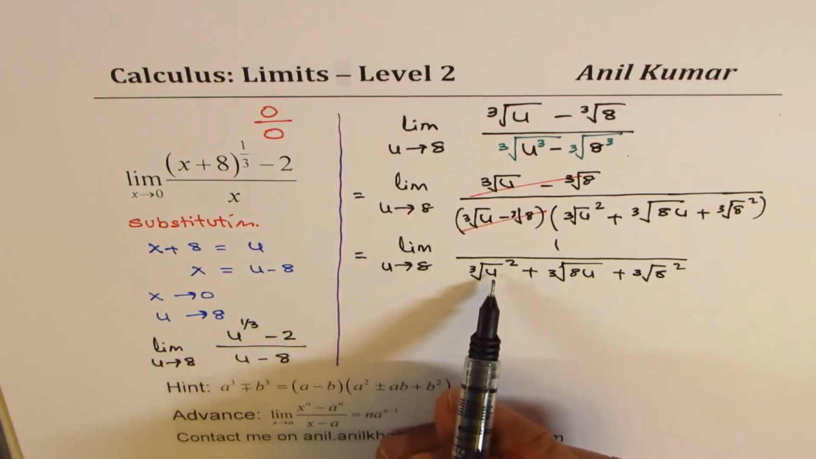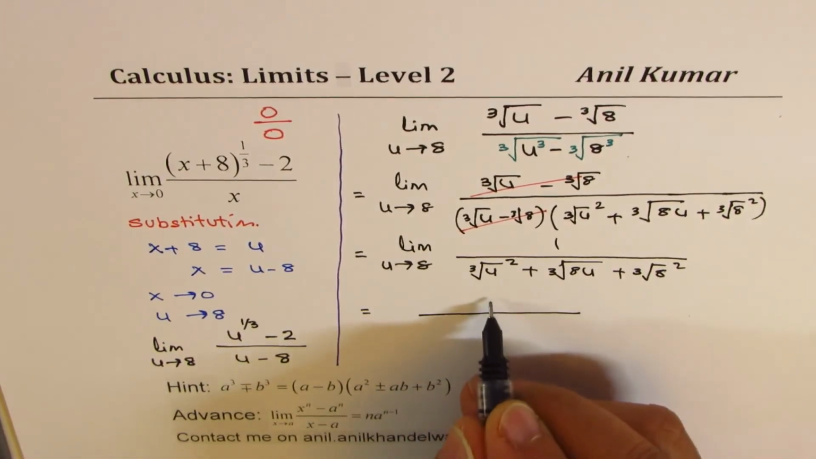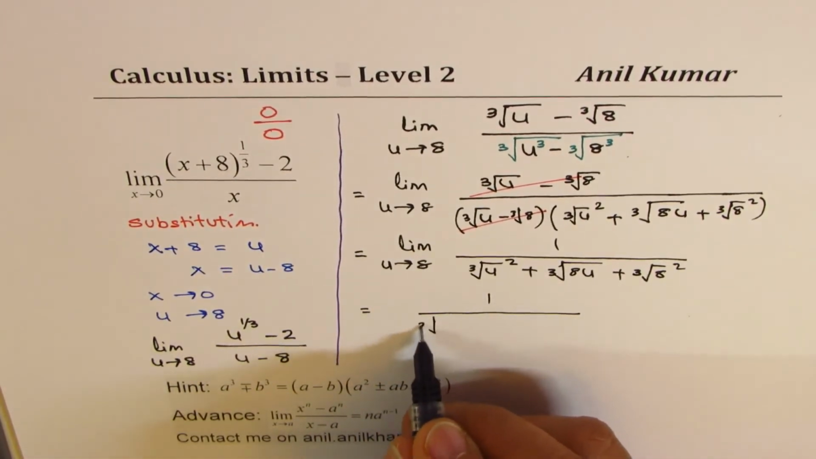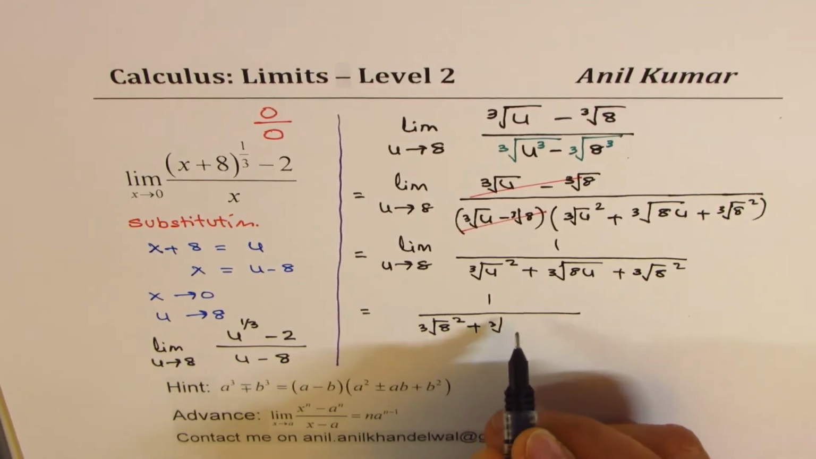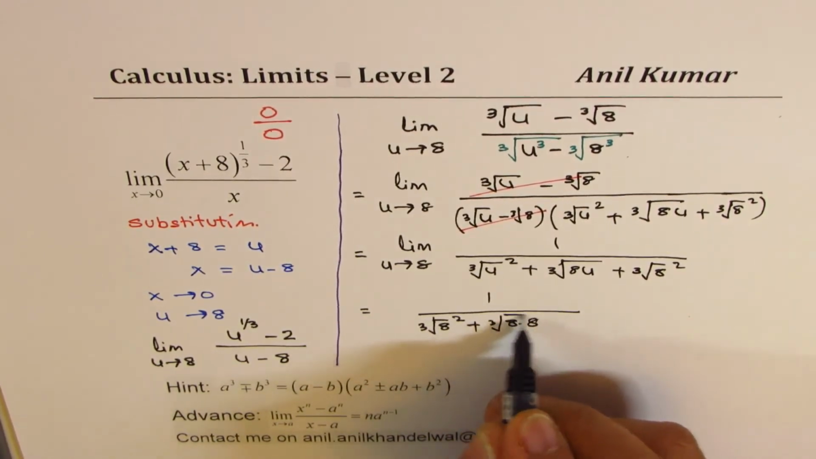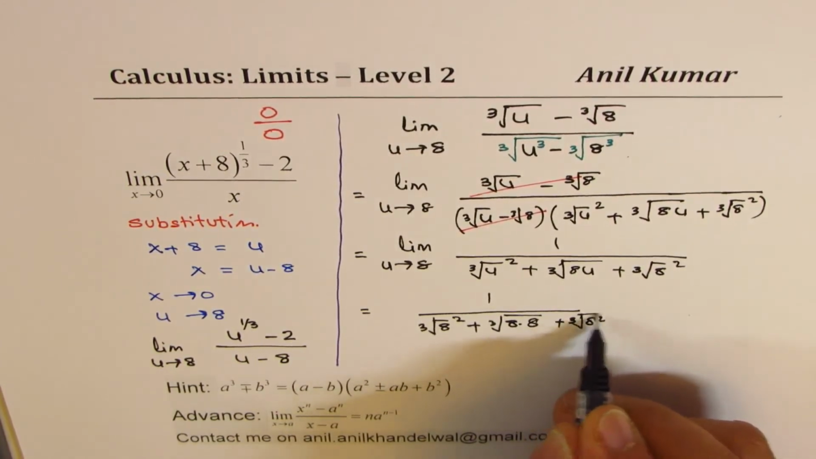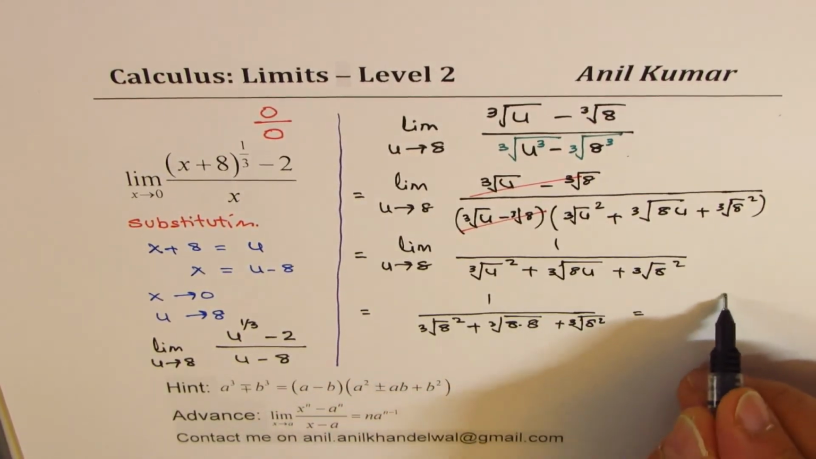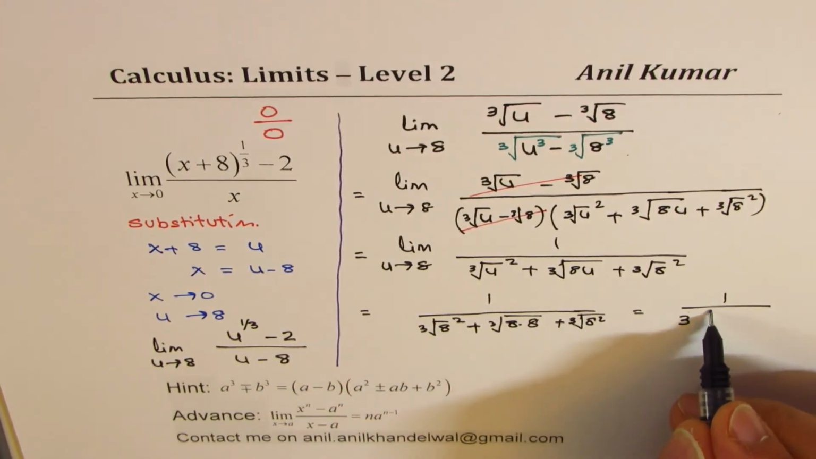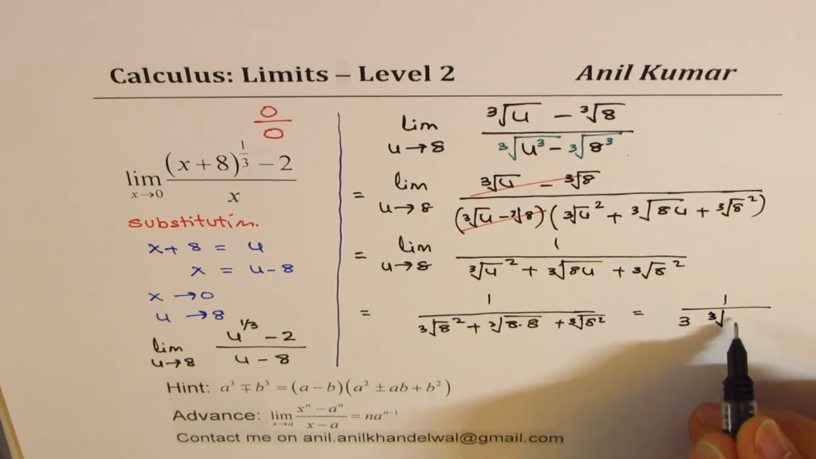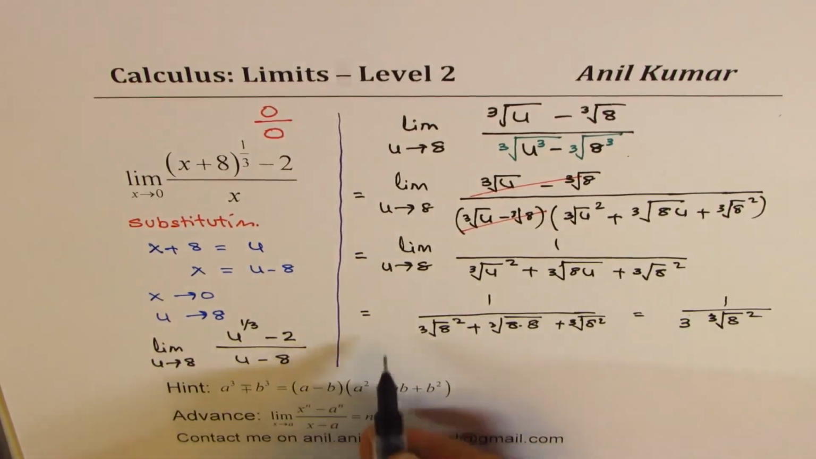Now I can substitute u as 8. So what do I get? I get 1 over cube root of 8 square plus cube root of 8 times 8, which is 8 square, plus cube root of 8 square. Clearly, it is 1 over 3 times cube root of 8 square, correct? So that is your result.